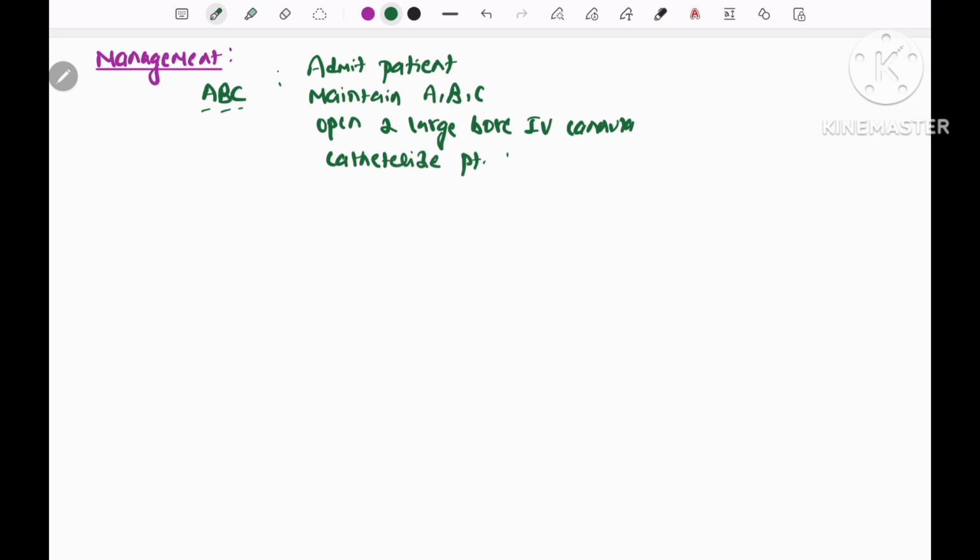Catheterize the patient to monitor urine output, and we have to know the severity of this necrotizing fasciitis. So there is one score that is known as the LRINEC score.